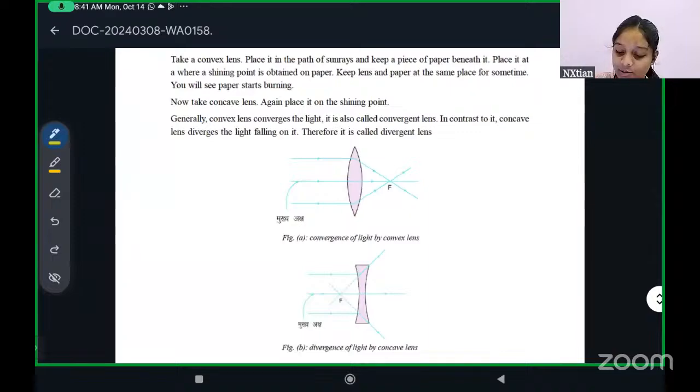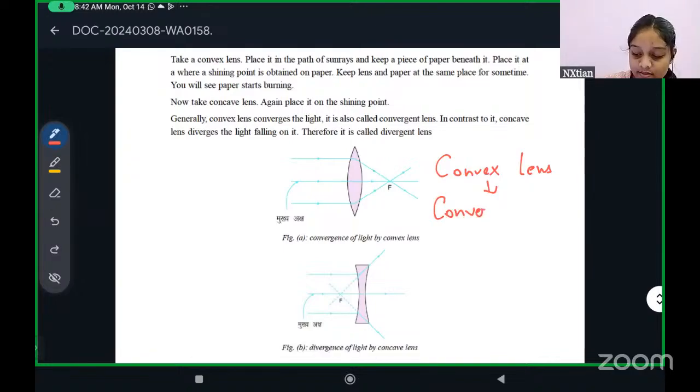So let's do convergence and divergence. Basically, let me tell you this. Convex lenses are known as converging lenses, and concave lenses are also known as diverging lenses.